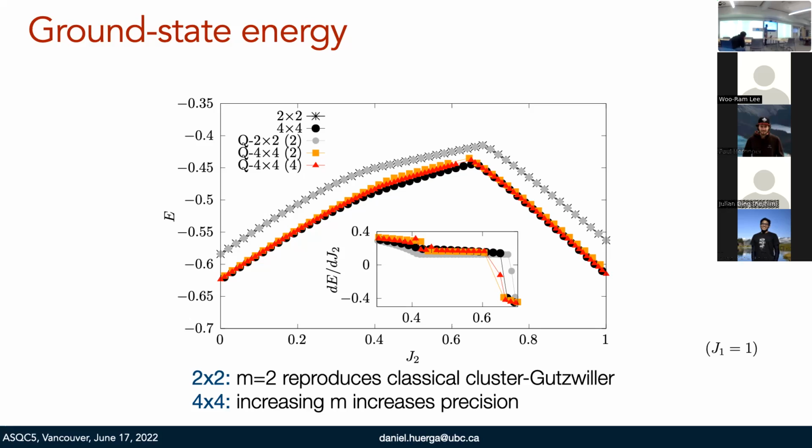And in the phase in between, which we will see corresponds to the valence bond solid phase, we have the worst approximation to the classical energy. We have also some increasing of accuracy when increasing the number of macrolayers.